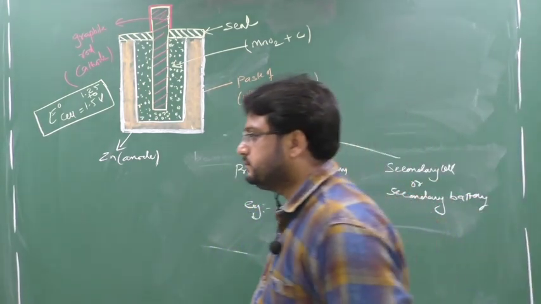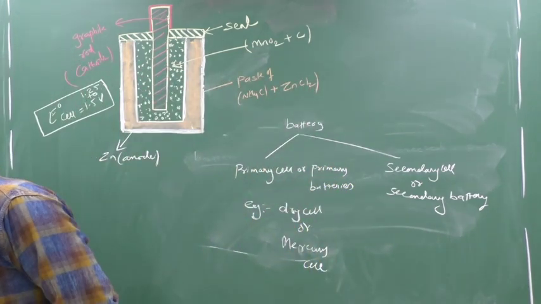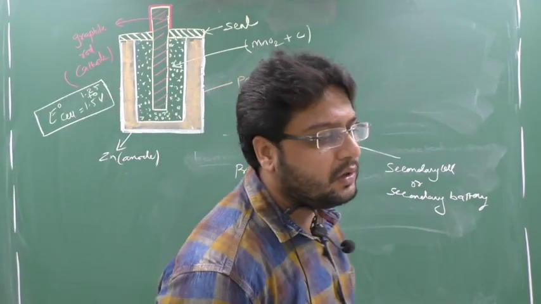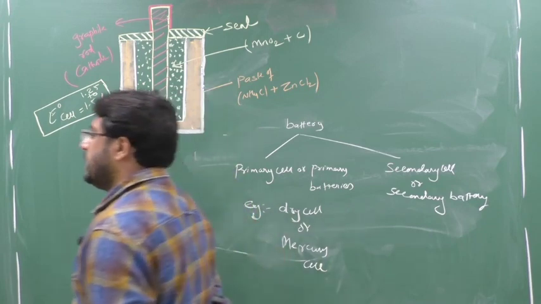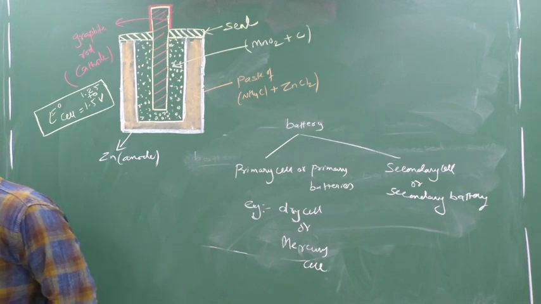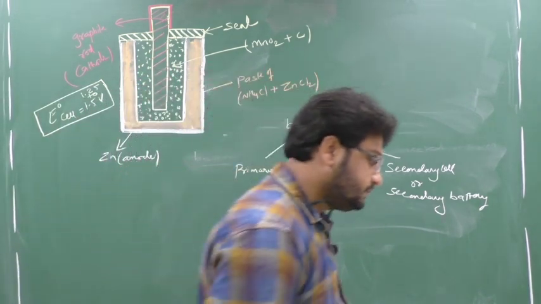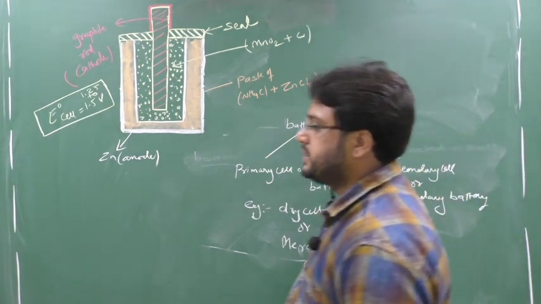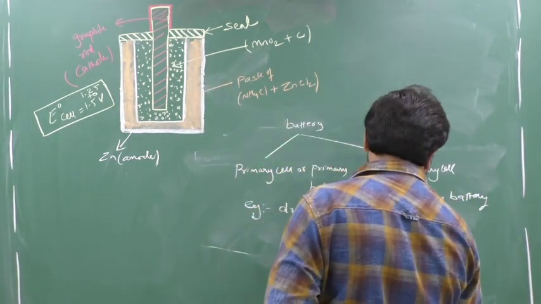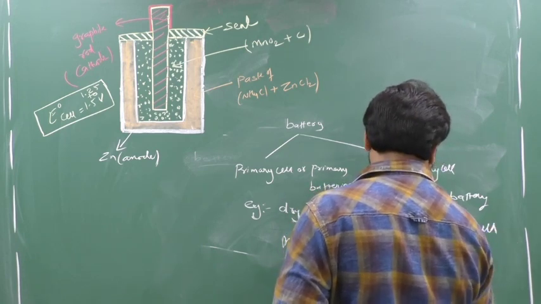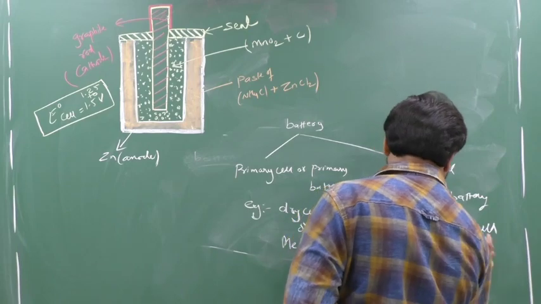After its use, which can be reused back or recharged back on passing electricity. You can write down lead storage cell as an example here, lead storage cell or nickel cadmium cell.